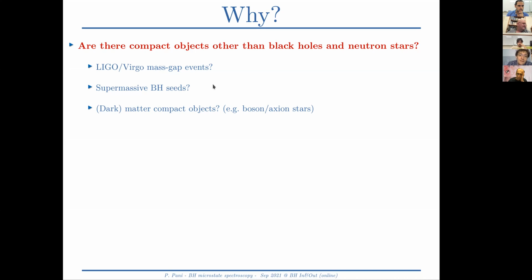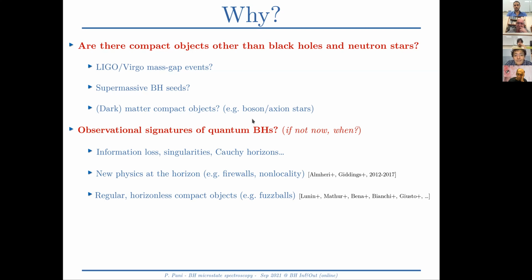We still don't understand very well the seeds of supermassive black holes at high redshift, and there might be objects made of dark matter, if there is dark matter in the universe, for example, boson stars, if there is a bosonic field. There are more theoretical motivations that maybe this audience is more interested in, related to the information loss paradox that we'll be discussing in the next few days, the problem of singularities within black holes, the instability of the Cauchy horizon, etc.